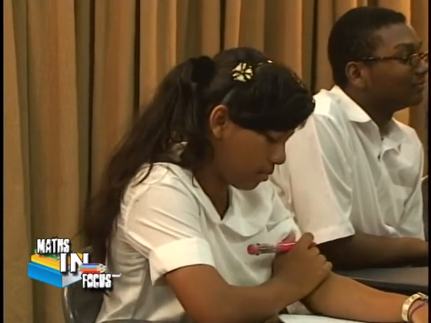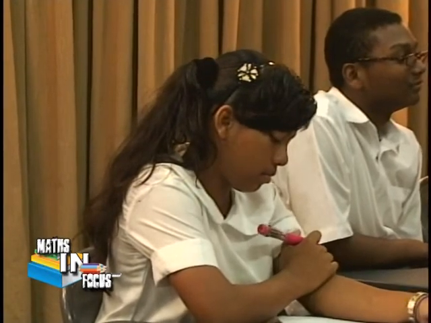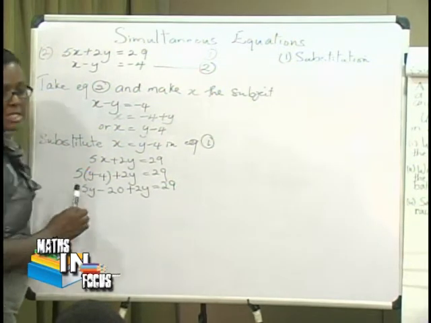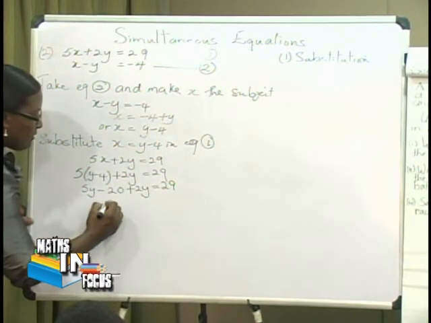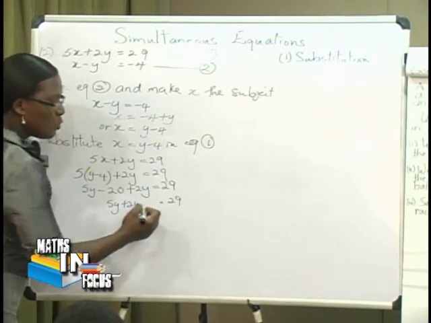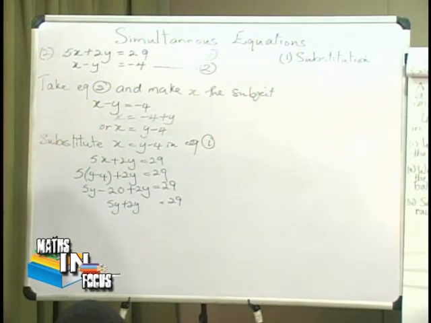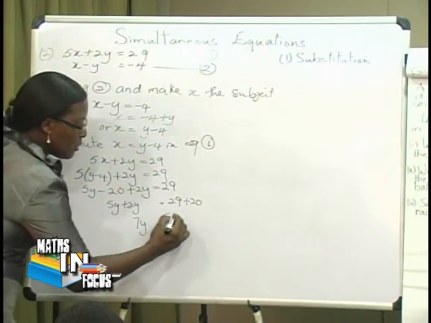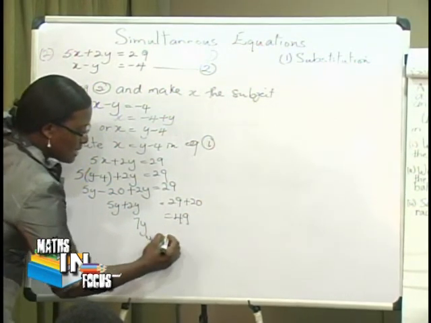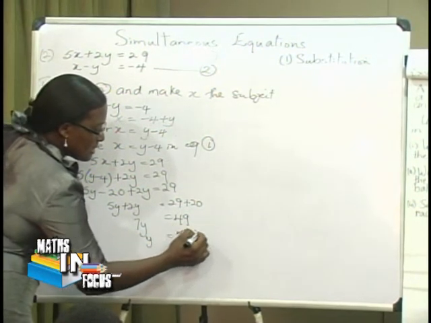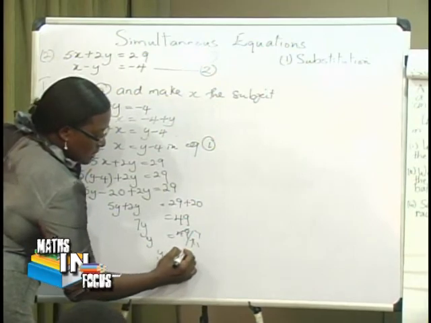Equals 29. So we've got to do some grouping of like terms. We're going to group the 5 and the 2 and take the 20 across with the 29. So we have 5y plus 2y is equal to 29. Should we add or subtract the 20? Add. We're going to add the 20. 7y is equal to 49. y is equal to 49 divided by 7. 7 1s, 7 7s. y is equal to 7.